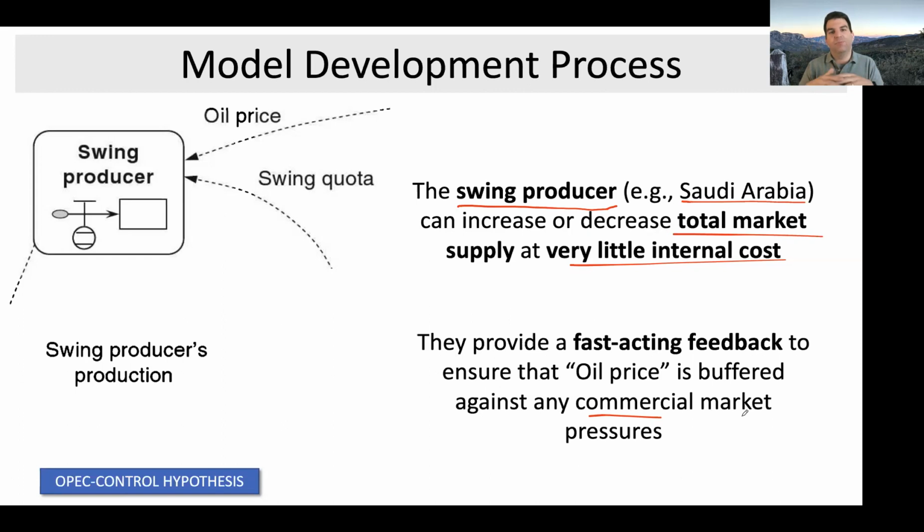So interest rates are kind of the price of money, and the Federal Reserve Bank is kind of like a swing producer that can control the price of money. They're more like a monopoly or something like that, but it's the same idea that they have fast acting feedback where they can dump money into the market or pull money out of the market, all trying to control interest rates at a set level.